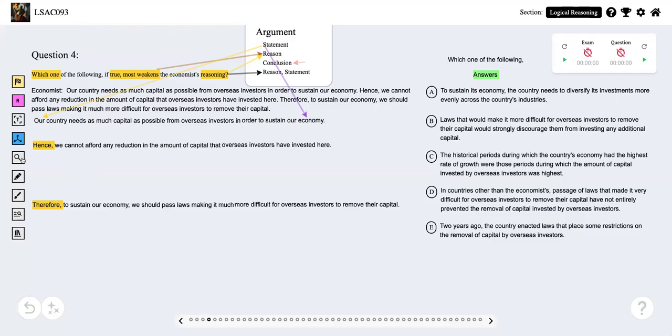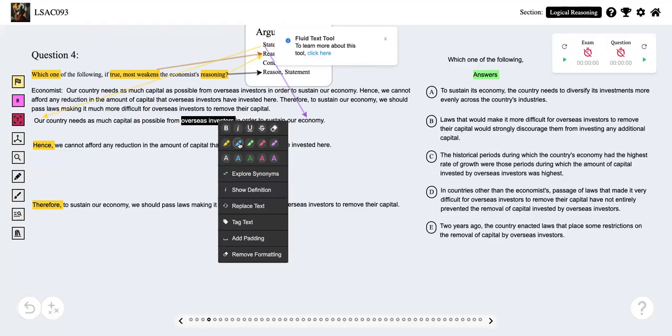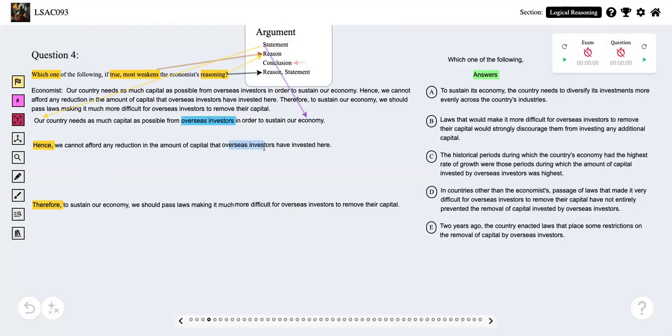So let's just take a look at our highlighter tool. And we see we have, first of all, I'm going to pull this out. Overseas investors seems to be very important. Overseas investors, again, plays a role. Overseas investors plays a role throughout each sentence. So let's just use the highlighter tool. I'm going to highlight the words overseas investors.